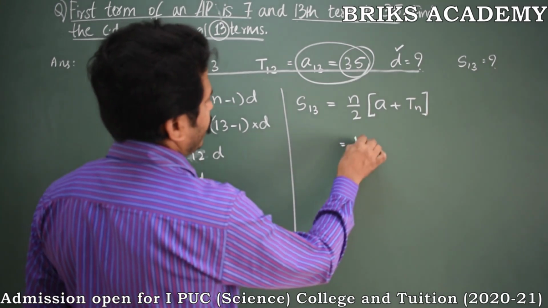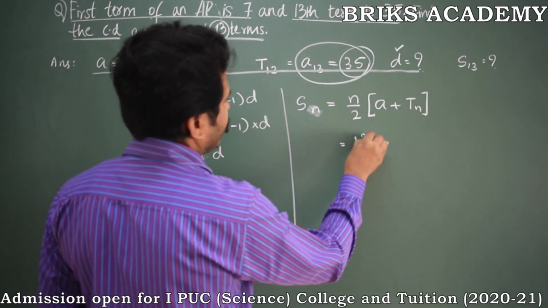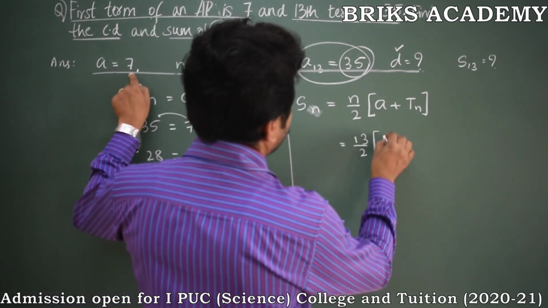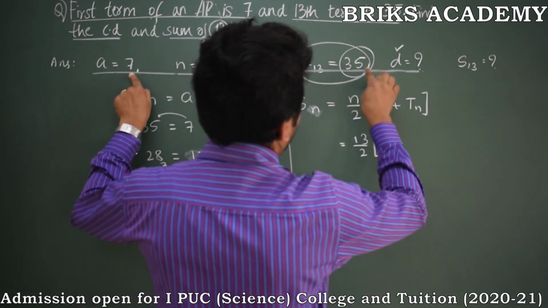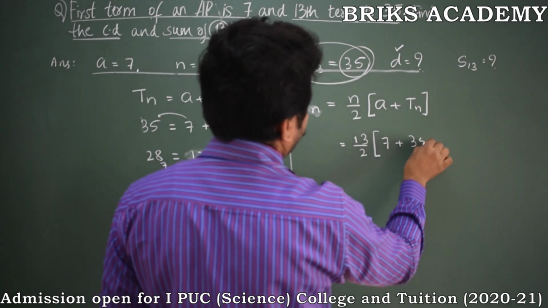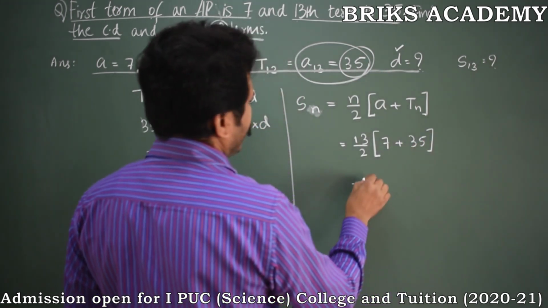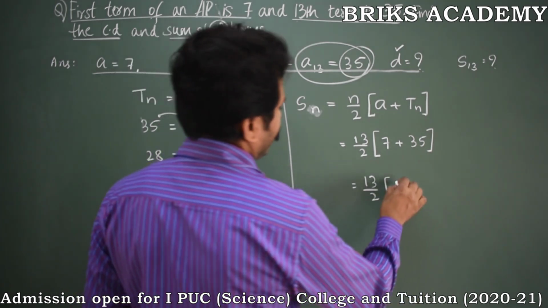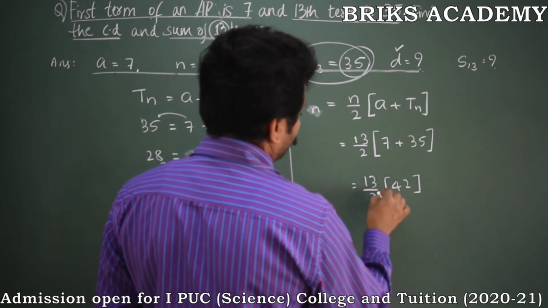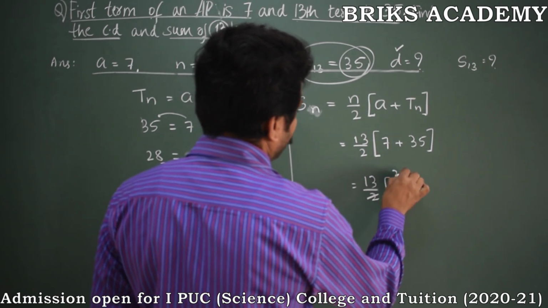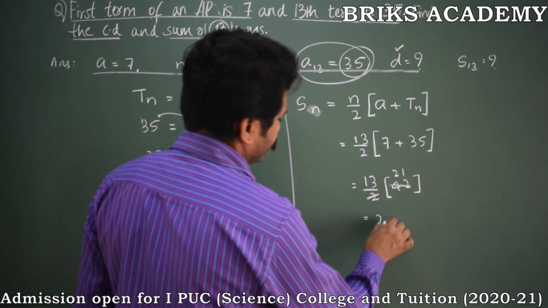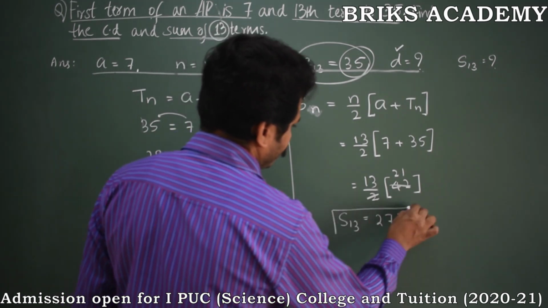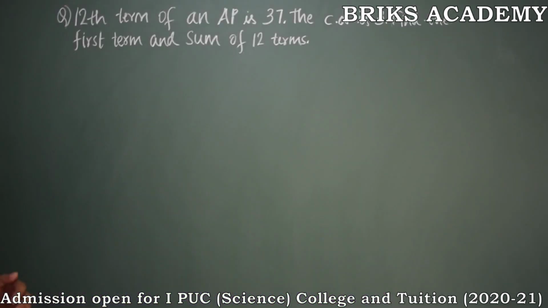What is N? N is 13 divided by 2 into, what is A? A is 7. What is the nth term? Tn is 35. 35 plus 7, how much? It is 42. 13 into 21 is 273. The sum of 13 terms is 273. See the next problem.